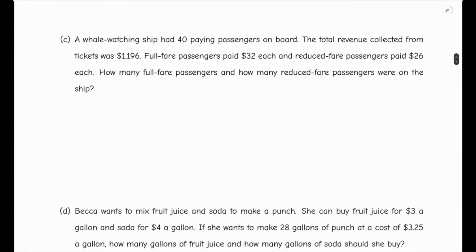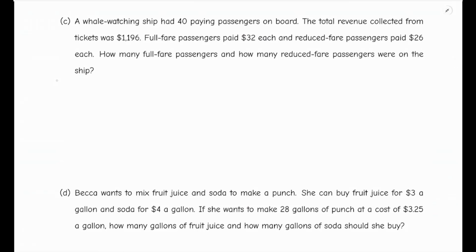Part C. A whale watching ship had 40 paying passengers on board. The total revenue collected from tickets was $1,196. Full fare passengers paid $32 each. Reduced fare passengers paid $26 each. How many full fare passengers and how many reduced fare passengers were on the ship?